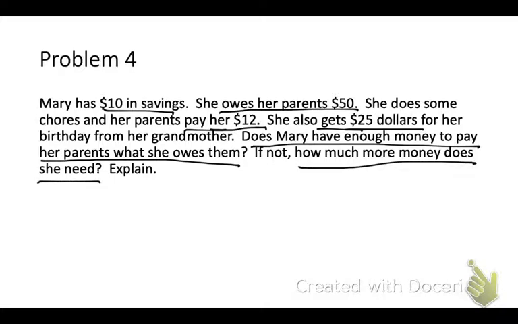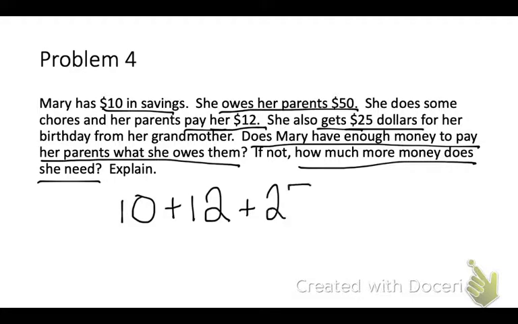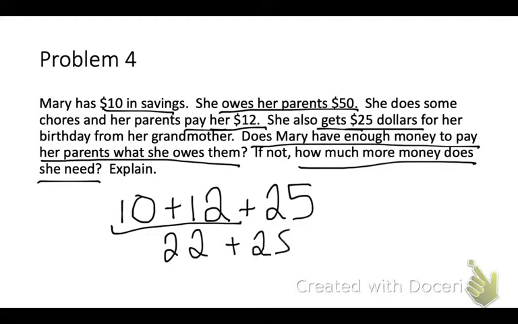Okay, so she owes her parents $50, so we're going to leave the $50 out right now. She has 10 in savings, which means she has a positive $10. Then her parents pay her $12, which means we're adding 12 to that 10. She also gets $25 for her birthday. So I'm going to add all three of these together. 10 plus 12 is 22, plus 25 is 47.